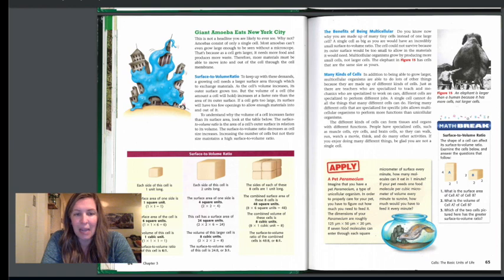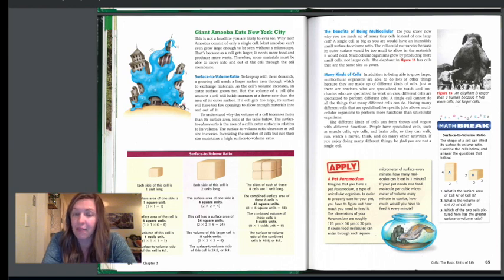So if we look at that table, on the left, when it's just one unit, it has a really large surface area. On the far right, there are a lot of cells, so there's a lot of inside, but there's not a lot of surface, so it has a lower surface area.